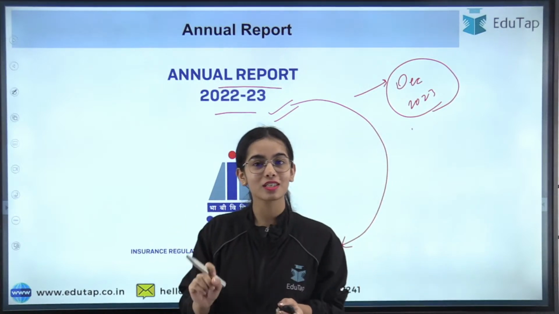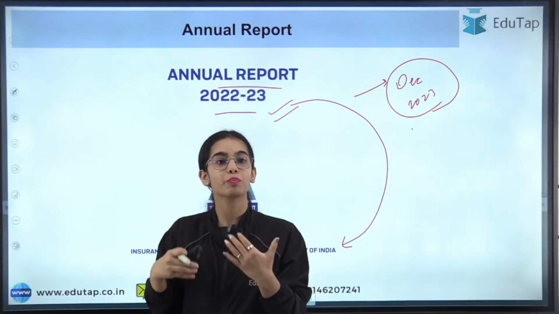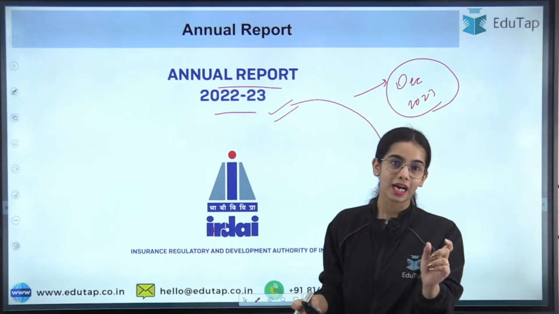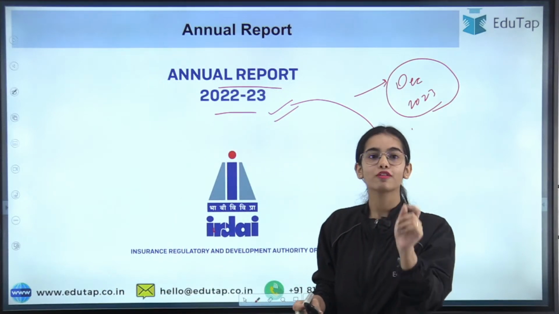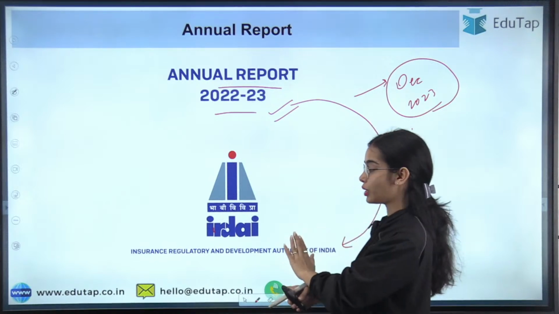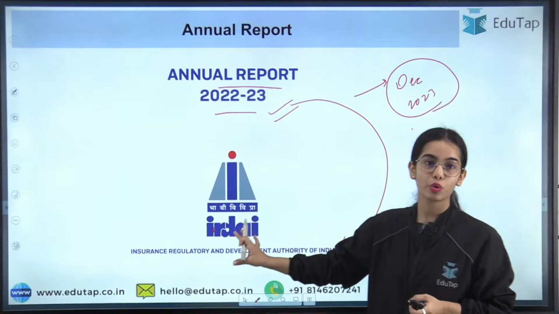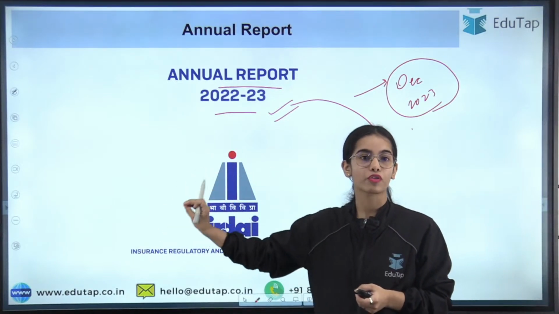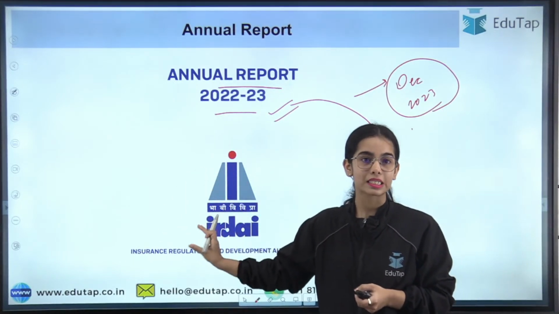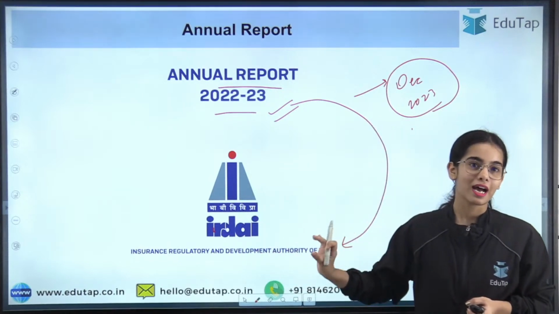This report is most importantly for the IRDAI examination, and for your descriptive answer writing it is going to be very important. From the objective point of view also, that is for phase 1 from the GA perspective. We will discuss the important data points of this IRDAI report.